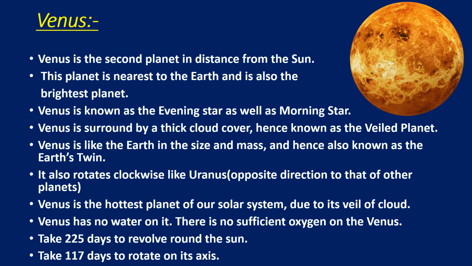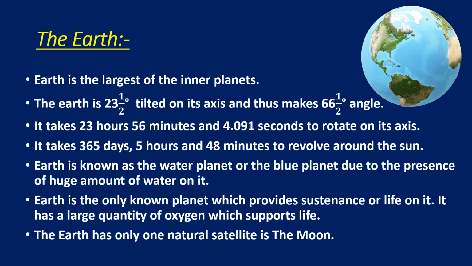It also rotates clockwise like Uranus, in the opposite direction to the other planets. Venus is the hottest planet of our solar system due to its veil of cloud. Venus has no water on it. There is not sufficient oxygen on Venus. It takes 225 days to revolve around the Sun. It takes 117 days to rotate on its axis.